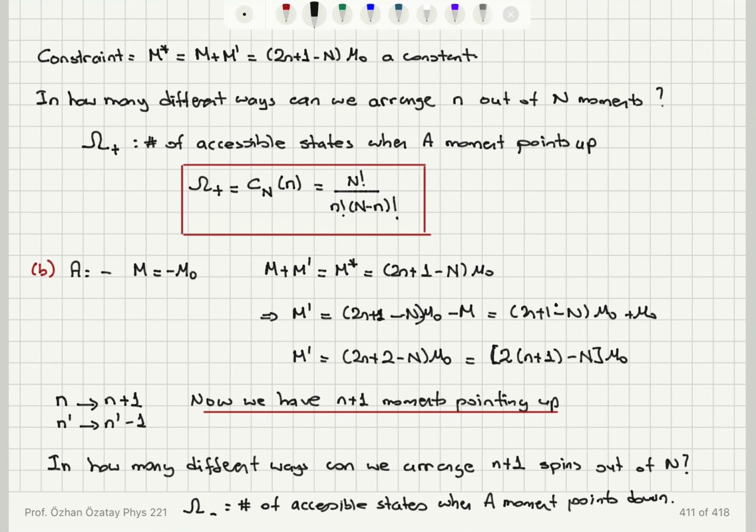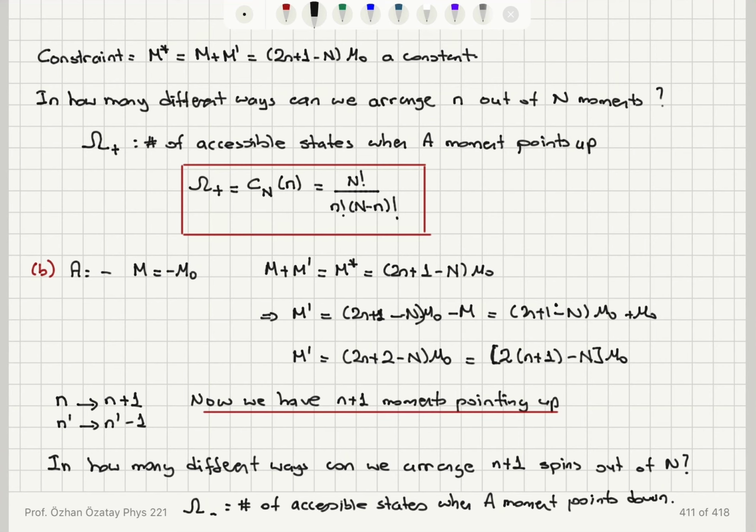So this is our constraint on the system. So when we find the number of accessible states, that's the constraint to consider. So in how many different ways can we arrange n out of capital N moments? What is the number of accessible states to the system when a moment points up? It is combination of capital N objects taken n at a time. And when A points down, the magnetic moment is minus mu0, then it implies that n prime is 2n plus 2 minus capital N mu0, so that the total will still be the same constant.